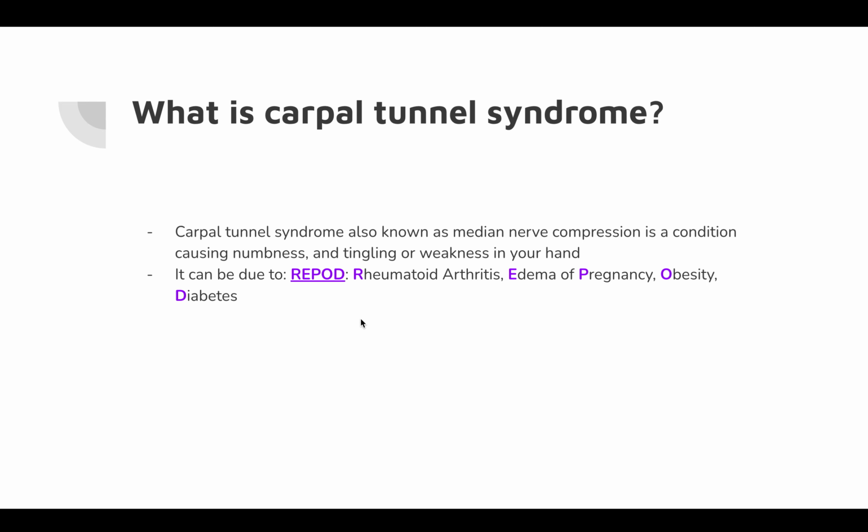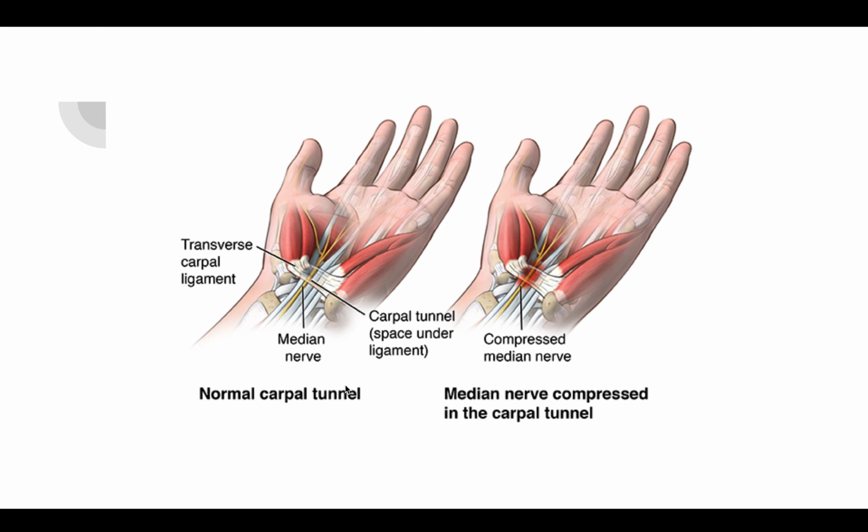Carpal tunnel syndrome can be due to REPOD, which is the mnemonic we're going to use here. R is for rheumatoid arthritis. E and P are for edema of pregnancy. O is for obesity, and D is for diabetes.